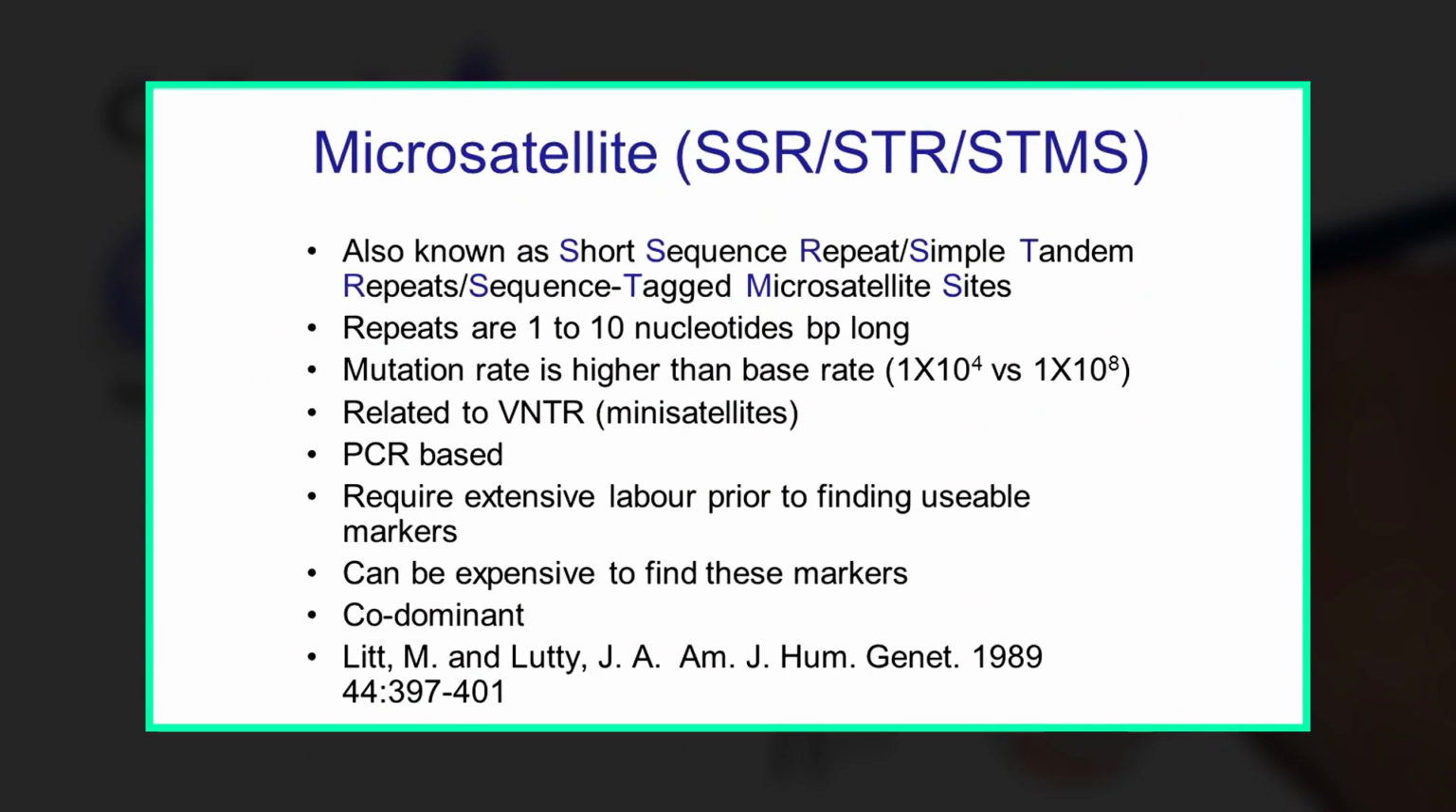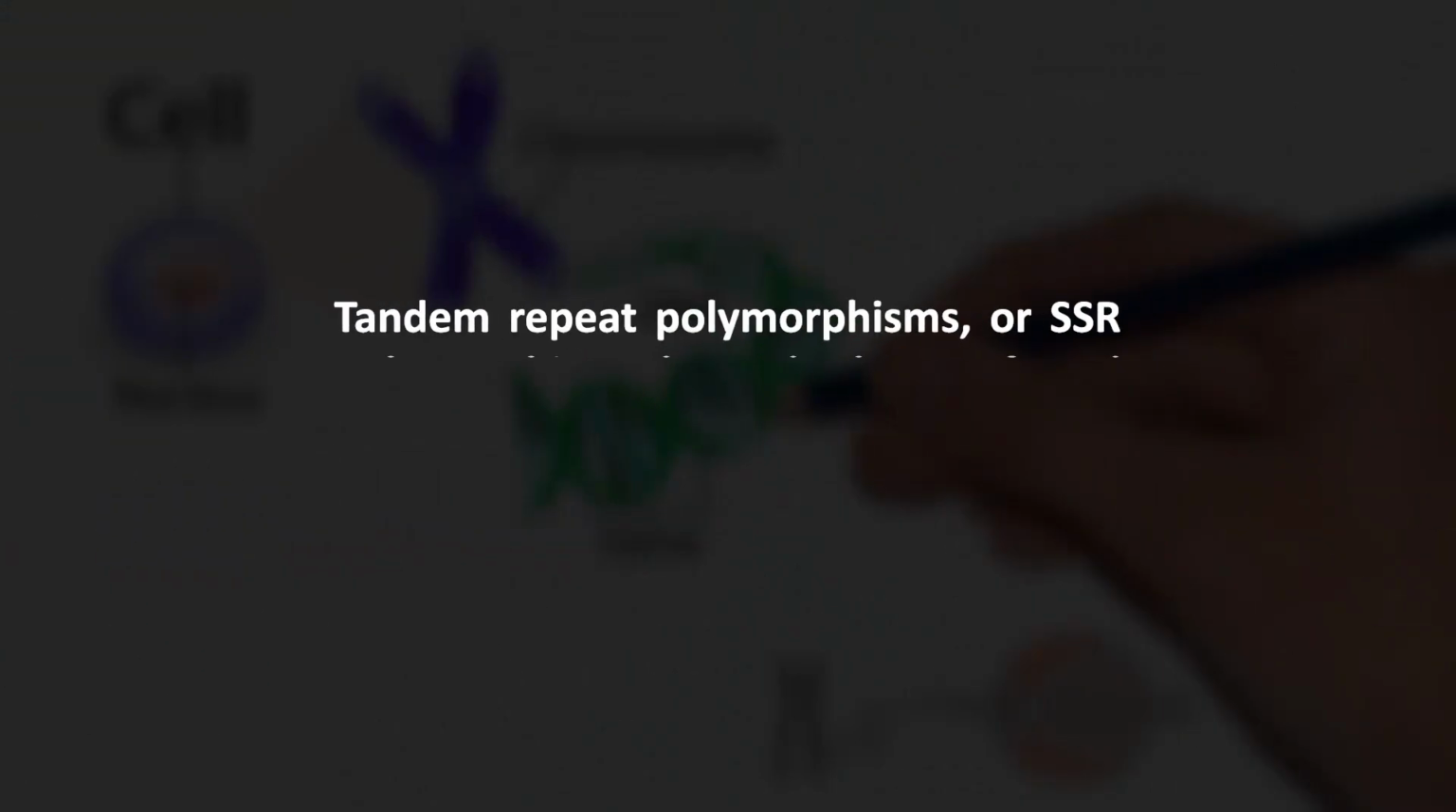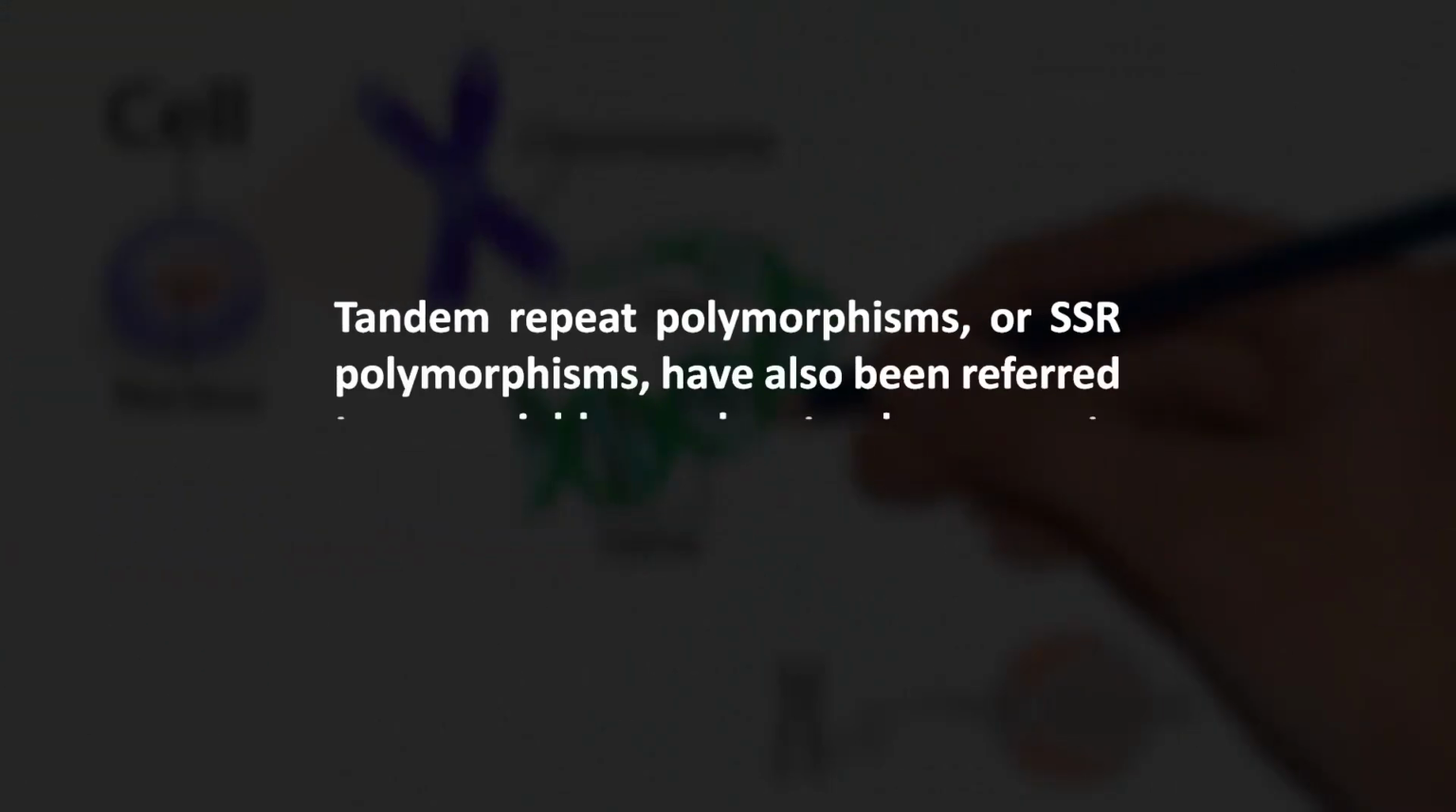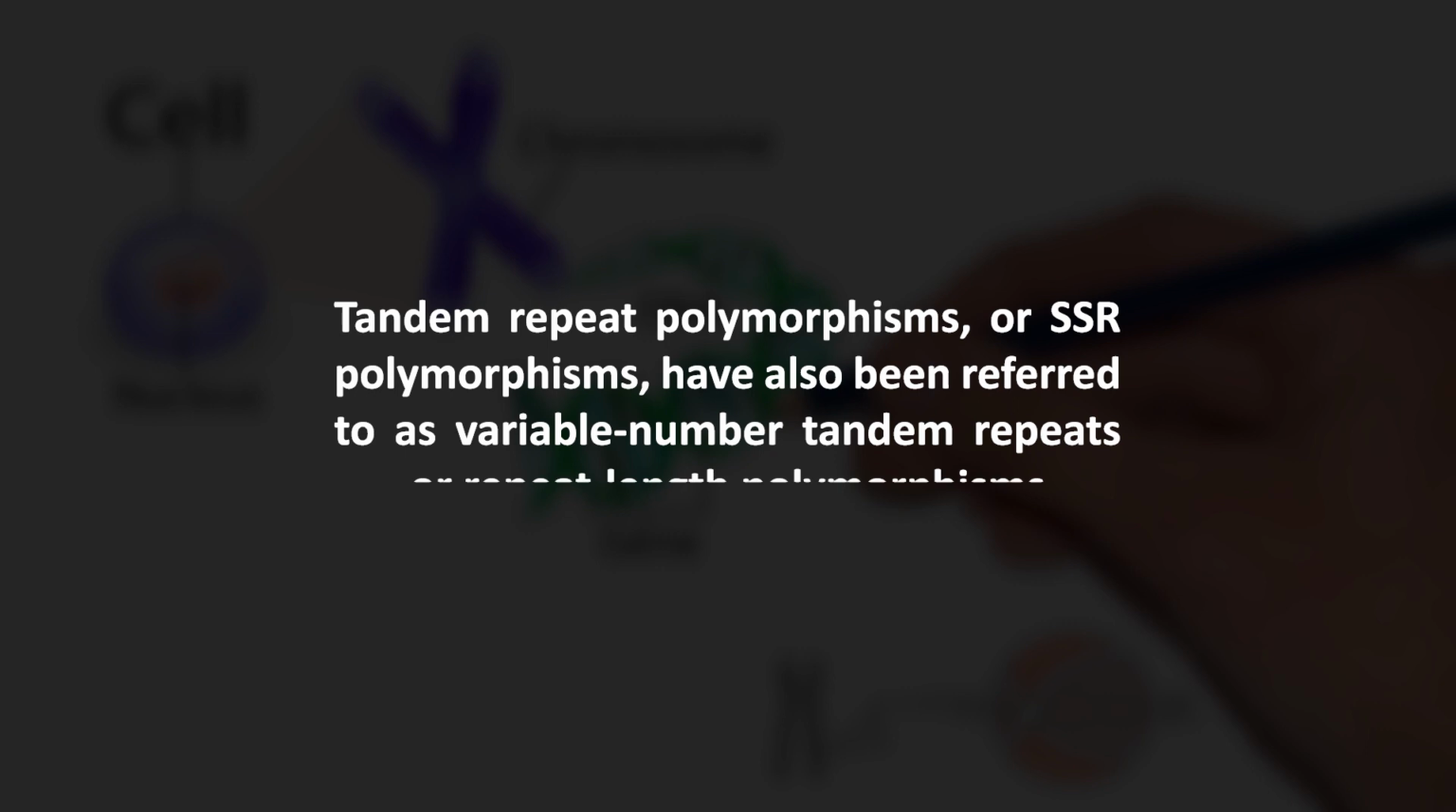Microsatellites range from 1 to 5 or 1 to 10 base pairs in length. Thus, tandem repeats with a motif longer than the upper limit for microsatellites, that is greater than 10 base pairs in length, are generally called minisatellites. So, tandem repeat polymorphisms or SSR polymorphisms have also been referred to as variable number tandem repeats or repeat length polymorphisms.